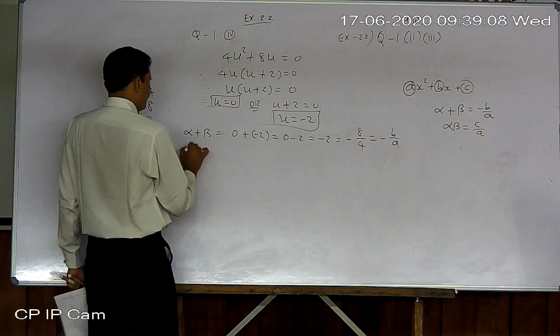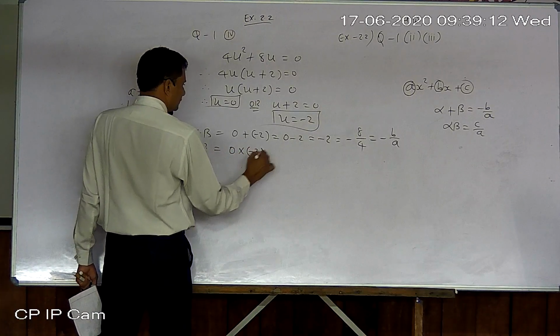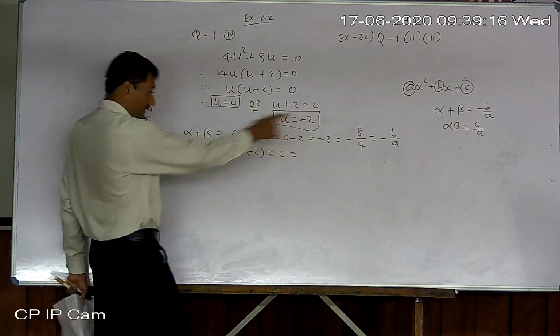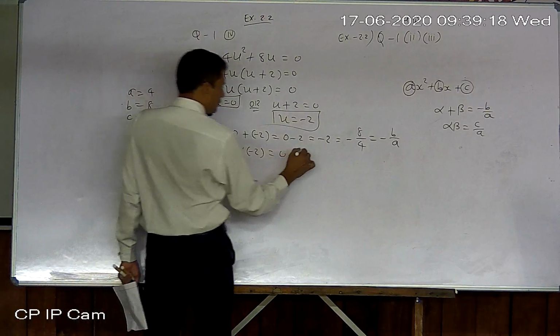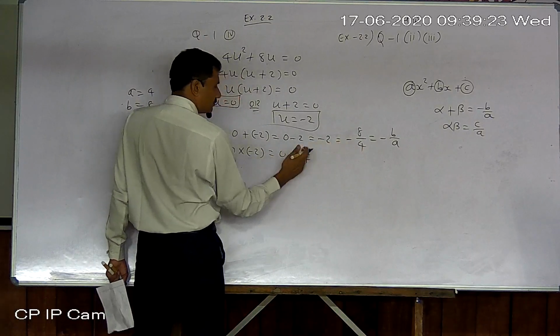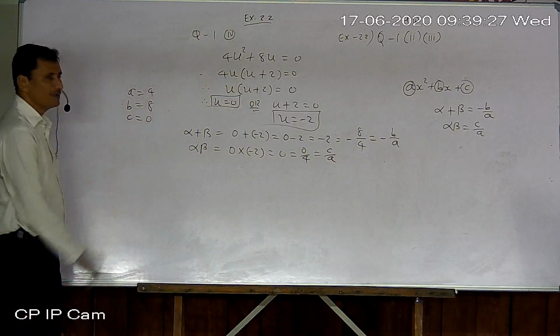Now alpha beta, 0 into minus 2, 0 only, is equal to c upon a. So write down 0 upon 4, equal only. Here both are equal. Here also both are equal. So the equation is established. Okay, so verified.